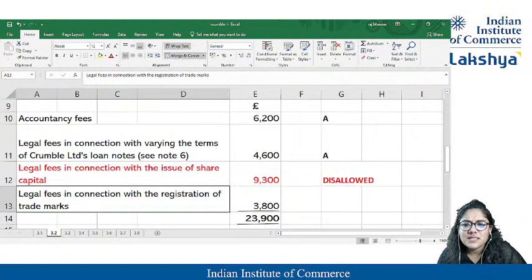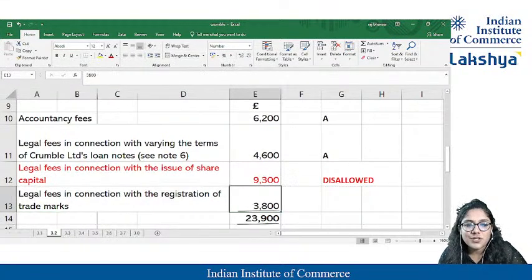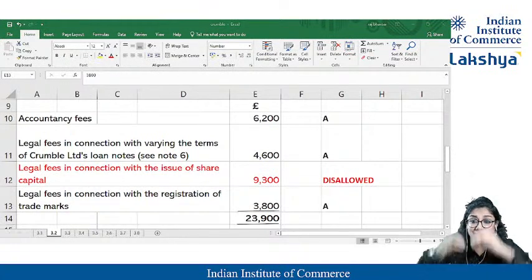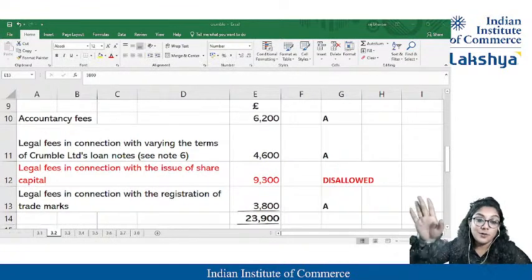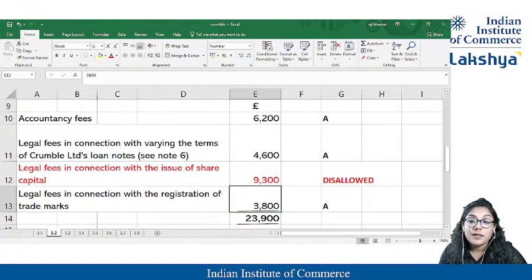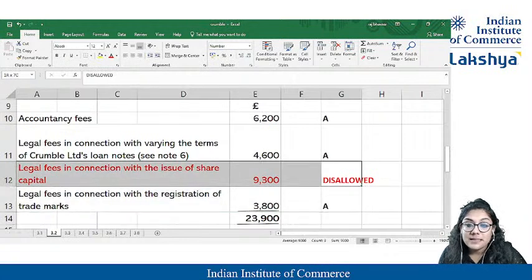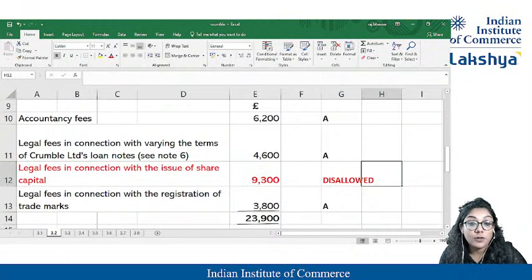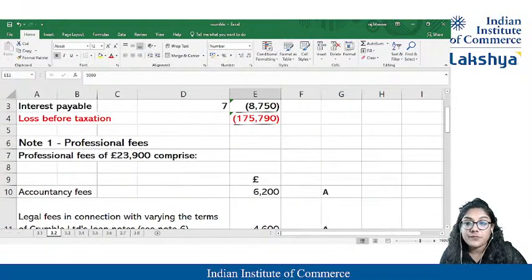Students, legal fees you are paying for registration of trademarks, allowed. Why is it allowed? Because the government wants more registration to happen, so income tax is allowing that expense. But for any fees where you are raising money in the form of equity, that expense is not allowed in your P&L. So I understood that this is a cost which I have to add in my operating losses. Okay, so the first thing is clear.